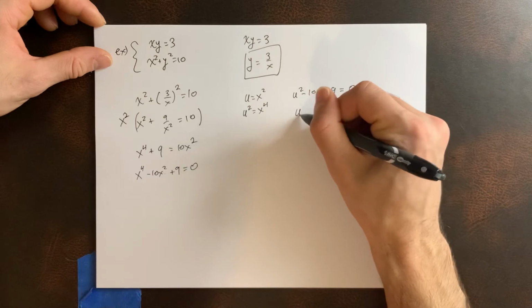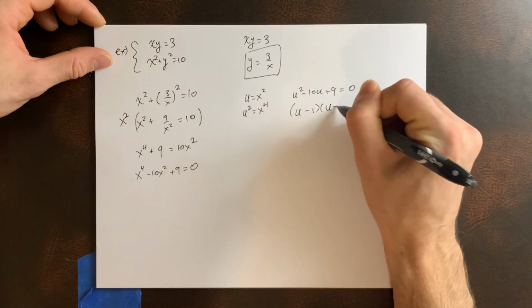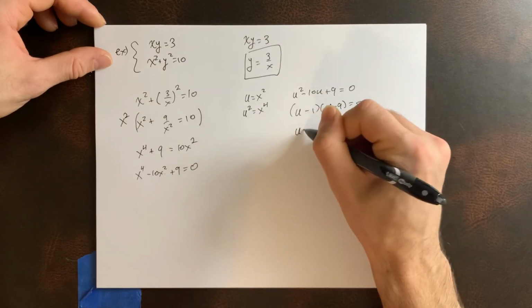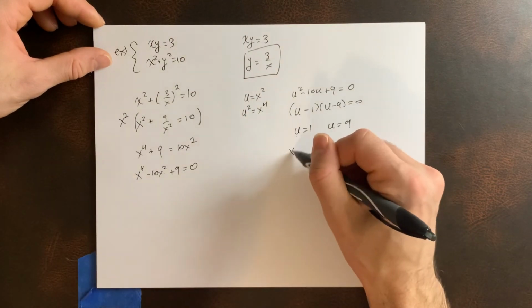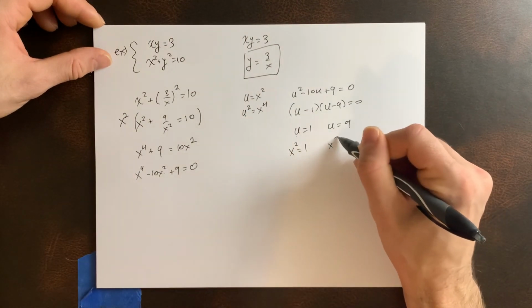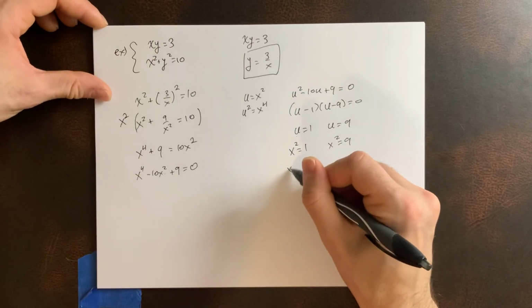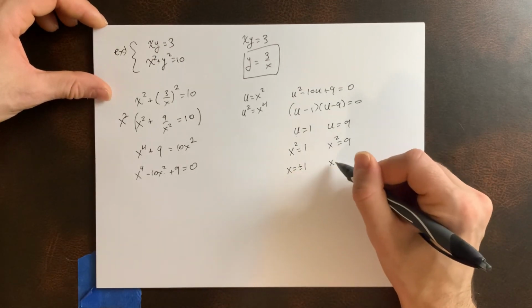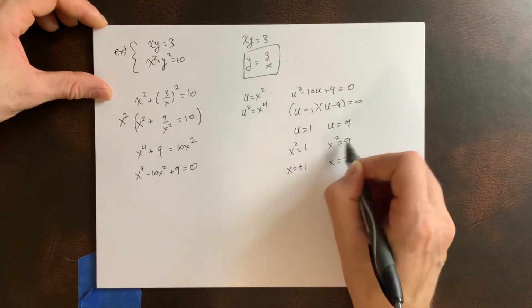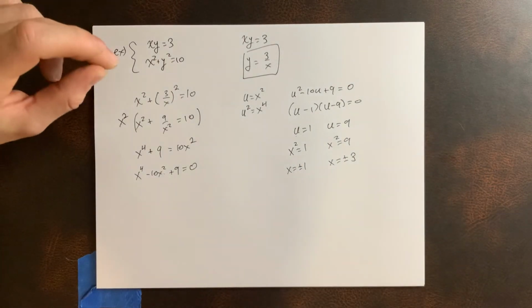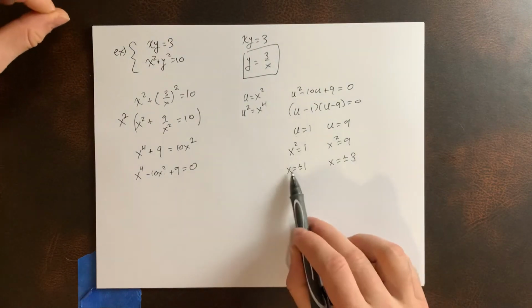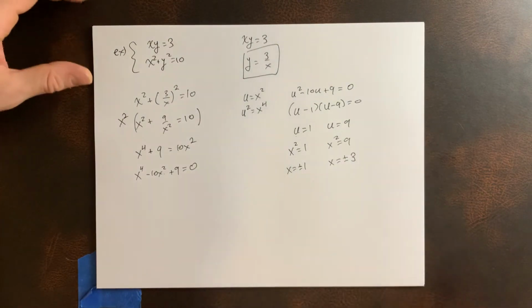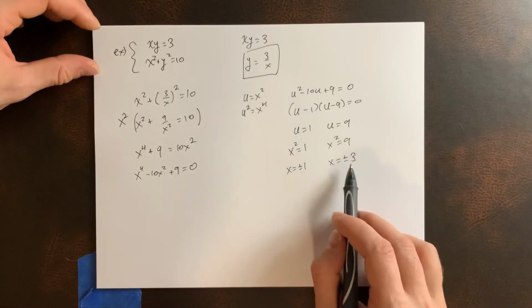We could factor this. This is (u minus 1)(u minus 9) equals 0, u equals 1, u equals 9. Again, we don't want to know what u is, we want to know what x is. u is x squared, so this means x squared is equal to 1, x squared is equal to 9, and this tells us that x is equal to plus or minus 1, x is equal to plus or minus 3, just from taking the square root of both sides. Okay, so now for this problem, we're going to have 4 answers. We have x is 1, x is minus 1, x is 3, x is minus 3. So we have to do that same thing as in the previous problem, but for now these 4 answers.